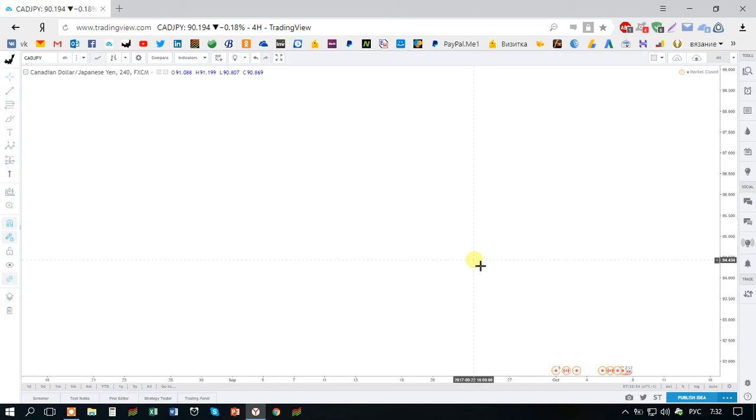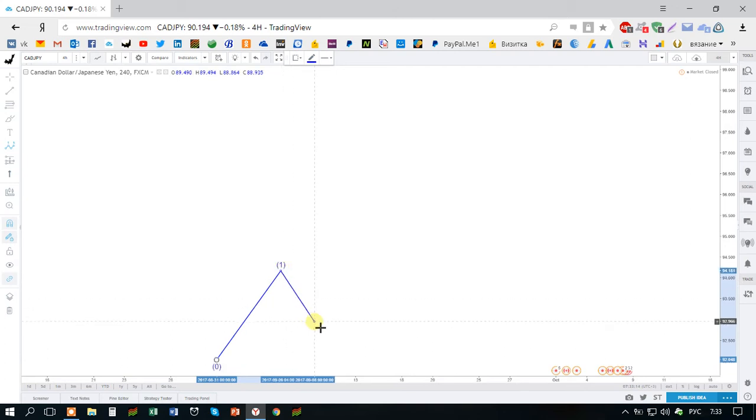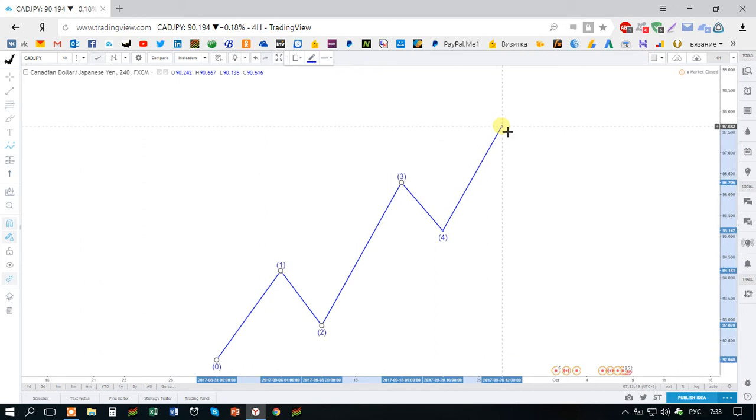Well, hello everybody. This will be a quick video on how to use the Fibonacci retracement and expansion properly. It will be applied to the Elliott wave principle, to Elliott wave theory. We will use the example of the impulsive wave. So let's draw the impulsive wave: 0, 1, 2, 3, 4, 5.